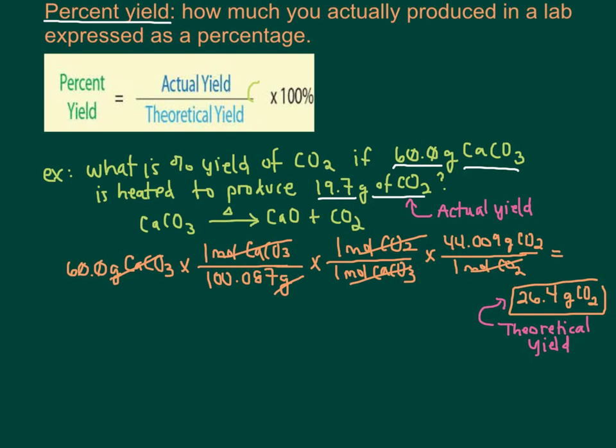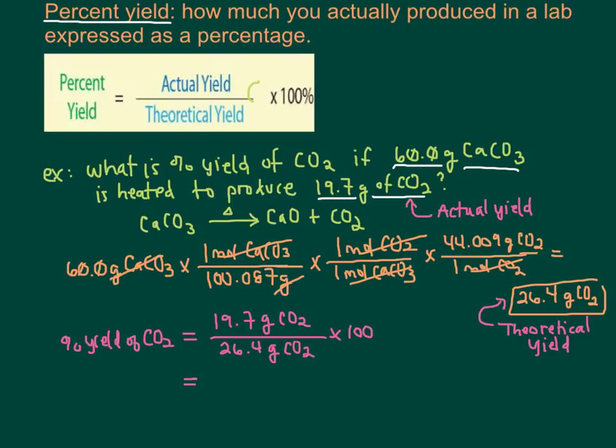All right, so now we can calculate our percent yield. To calculate percent yield, like it says right here, we are going to take our actual yield from the question. It tells us that we actually get 19.7 grams of CO2. We're going to divide that by our theoretical yield, which is 26.4 grams of CO2, and we're going to multiply by 100. And we get, if I'm incorrect, I'm sorry, but I don't think that I am, a 74.6% yield of CO2. That means that we only recovered 74.6% of what we should have gotten. So that's how you calculate percent yield.